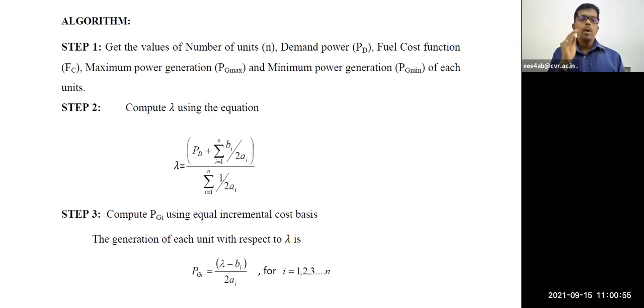So here, what is the formula for computing the lambda? Lambda is nothing but PD plus summation i equals 1 to n of bi divided by 2ai, the whole divided by summation i equals 1 to n of 1 divided by 2ai. Here you have to be very careful. So this is the whole divided by.